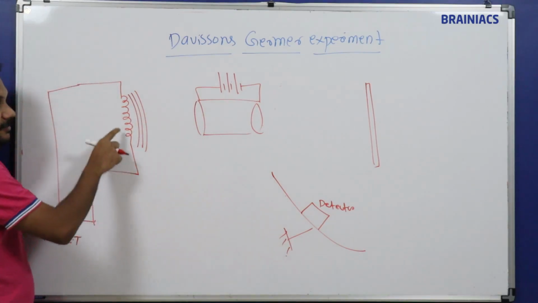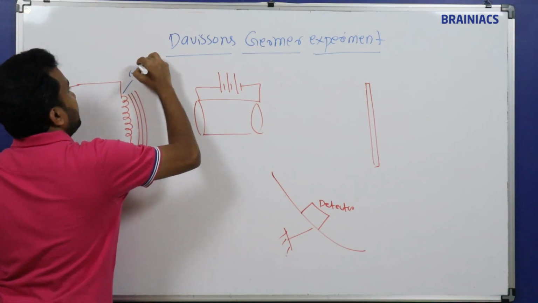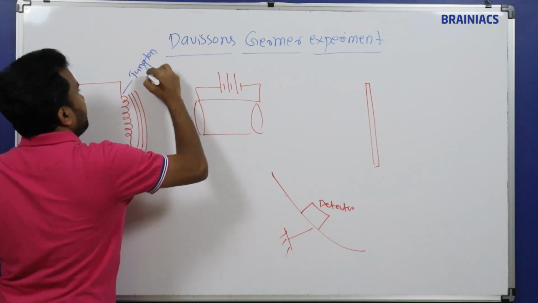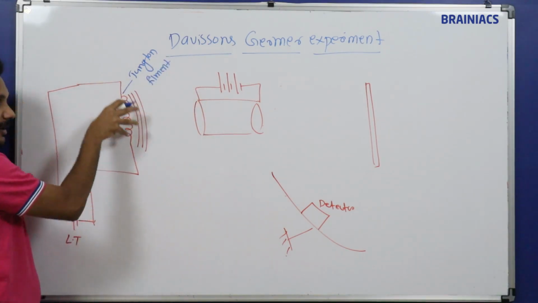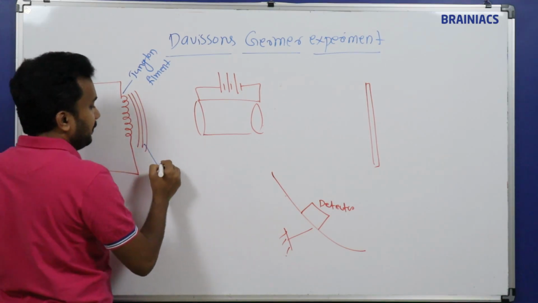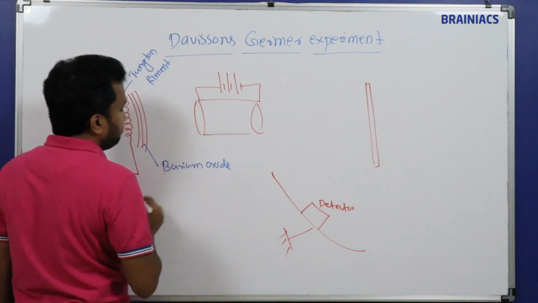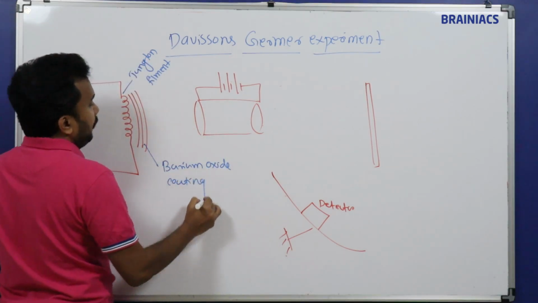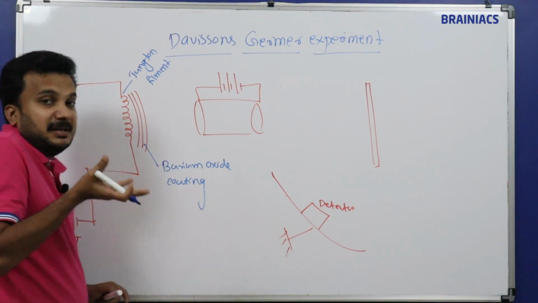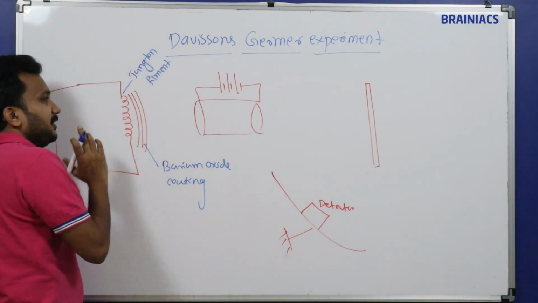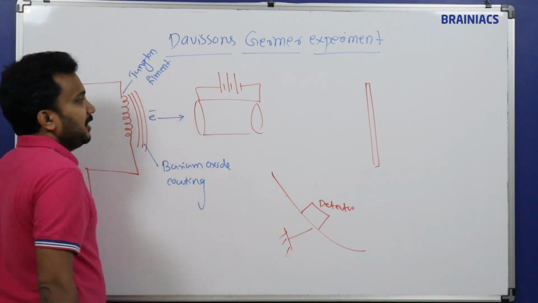So this battery will be given. This is a tungsten filament. So the tungsten filament will be heated up if you continuously give it a voltage. And this is a coating which is given over the tungsten filament, a barium oxide coating. Okay, so what will happen now? Now you give a battery connected to the tungsten filament. The tungsten filament will be heated up, and it is connected with a barium oxide coating. So due to this, electrons are emitted from the barium oxide.